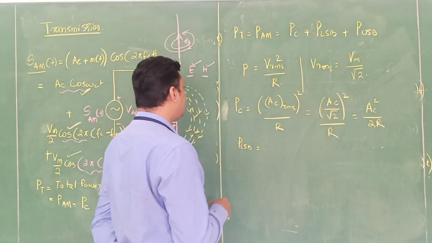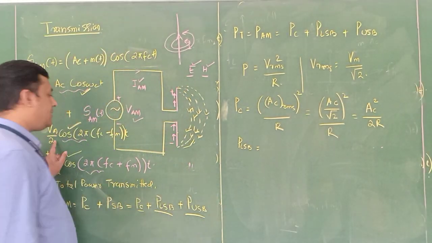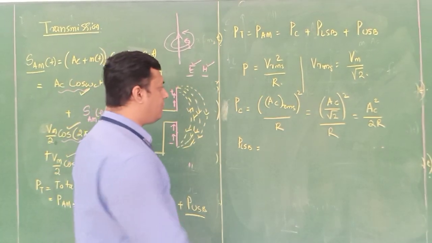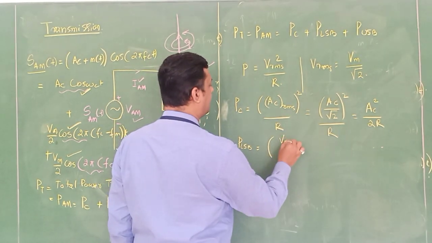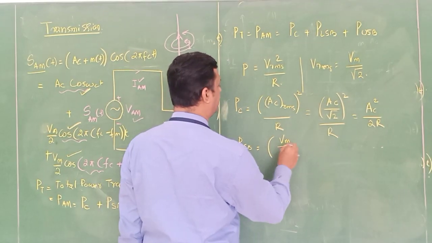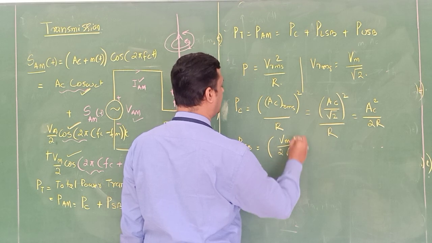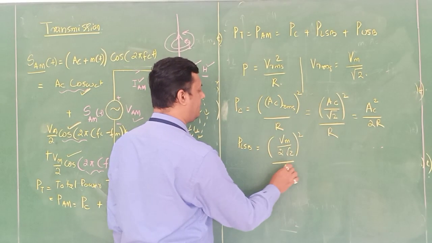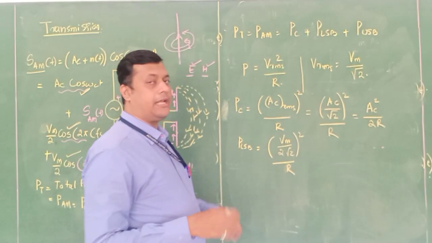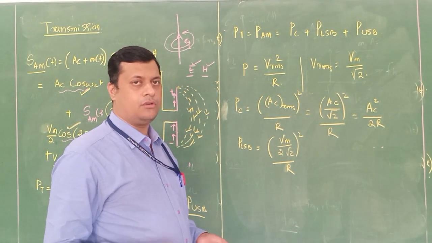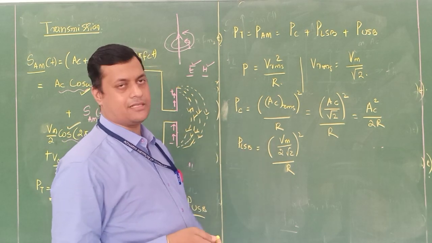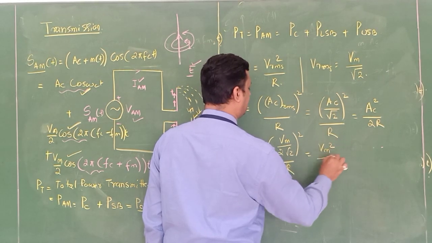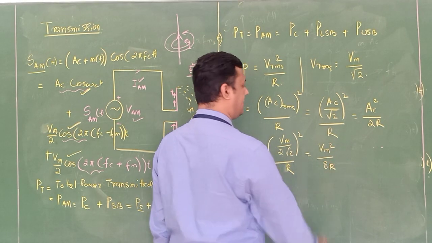Then we will see with respect to the lower sideband power. Again here, what is the lower sideband amplitude? Already it is Vm by 2. So Vrms of this means how much? Here I will write Vm by 2 root 2 whole square divided by R. Why have I written 2 root 2? Because its own amplitude is Vm by 2 divided by root 2, that is the RMS value. If I solve this, I will get Vm square divided by 8R.